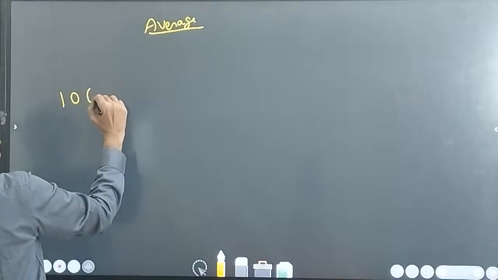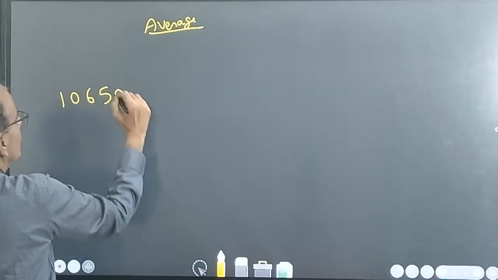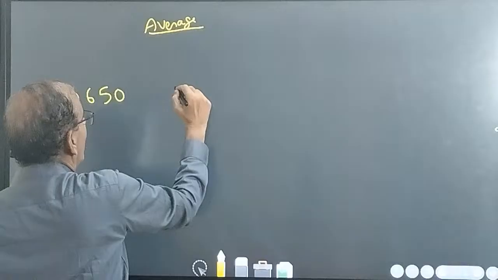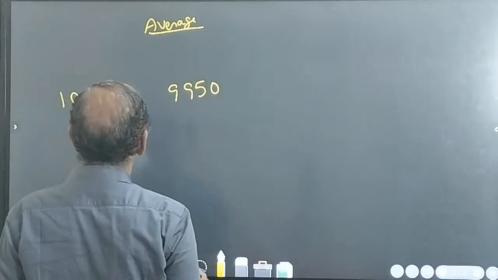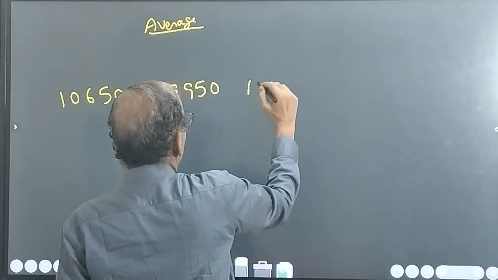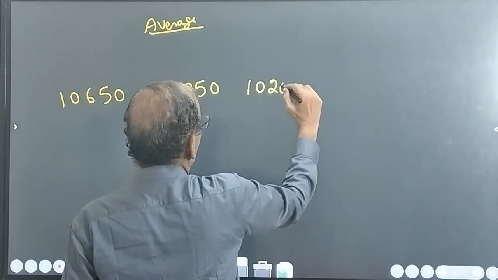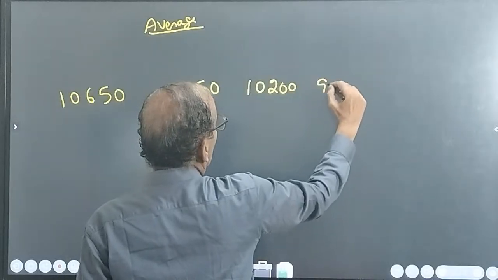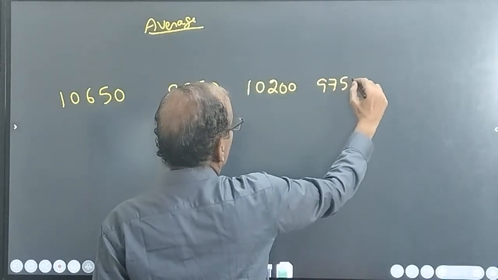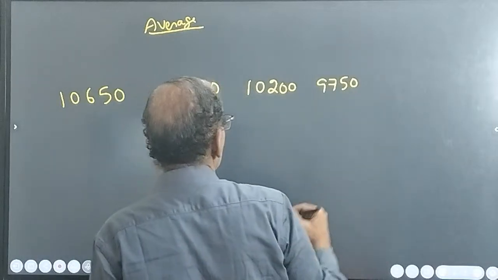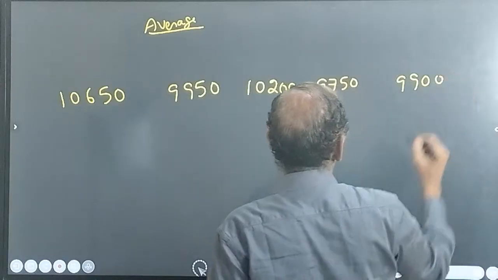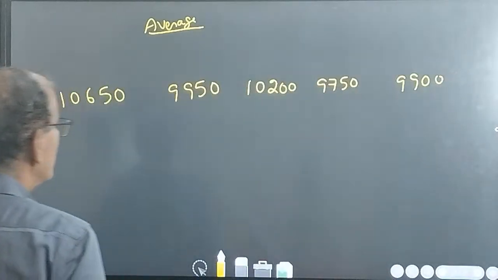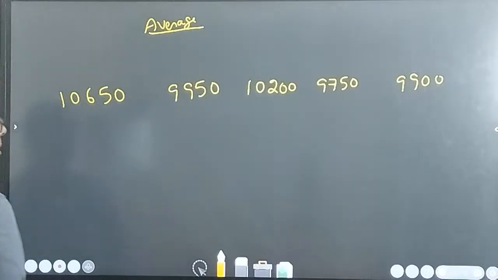Find the average of 10,650, 9,950, 10,200, 9,750 and 9,900. Okay, here the difference is not the same. Okay, but what is the short method?